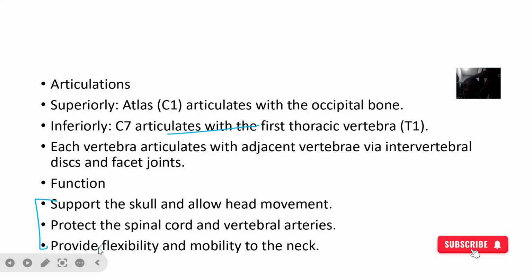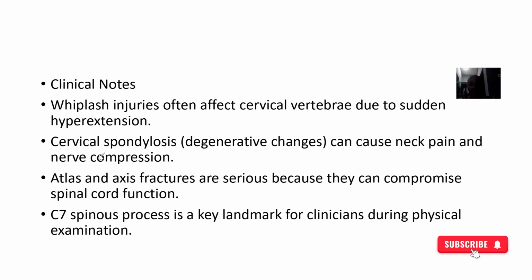And the articulation makes it so that the head is able to move. So they could be affected in whiplash injuries. They could be affected in cervical spondylosis. There could be fractures of the atlas and the axis. And you should know that the C7 spinous process is a clinical landmark, just like I was trying to tell you guys. Once you touch it, you know that, okay, you are actually at this level, and it helps you for examination of a patient.